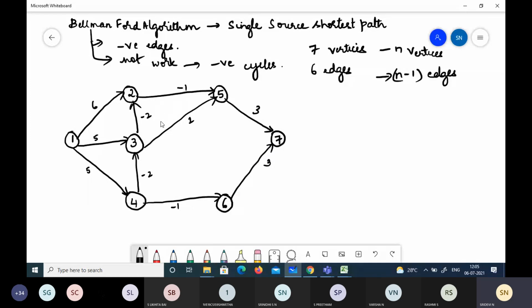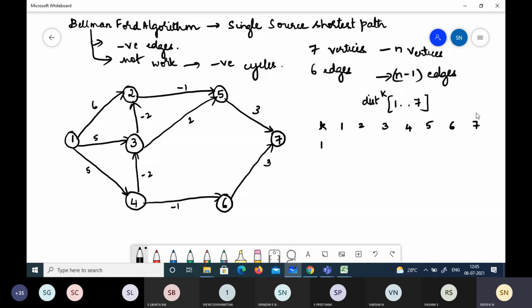Okay. So we had done with this, isn't it? So let's write down the table first. We will have the distance, which will be calculated depending on the number of edges. K represents the number of edges, and here we have 7 vertices. So we'll write down that here: 1, 2, 3, 4, 5, 6, 7, and we have edges represented by K.